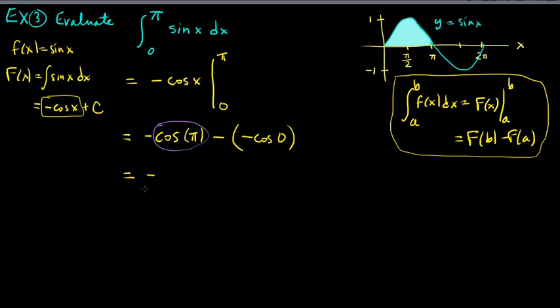It's actually negative 1, right? And then what's the cosine of 0? That's positive 1. So yeah, you have a lot of negative signs here. Negative negative 1 is positive 1. And then minus a negative 1 is also positive 1. So you get 1 plus 1, which is 2. Right, so that's the answer.